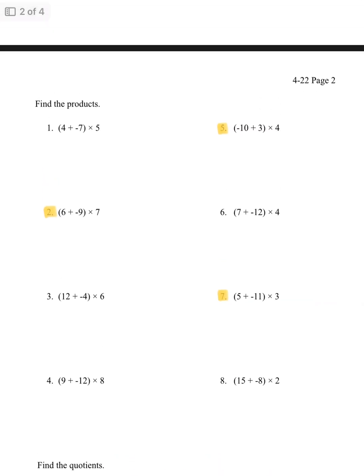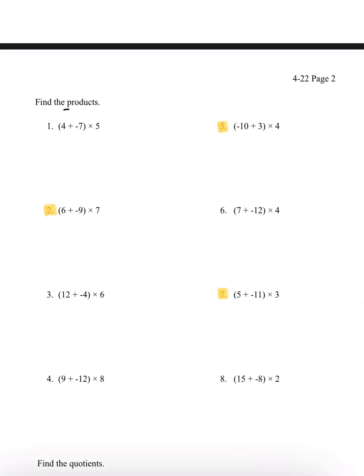Moving on to page 2, it says, find the products. And the product is the answer to a multiplication problem. I'll be going over number 2, 5, and 7. Number 2, so this is going to be an order of operations, which is PEMDAS. So this is the order you have to solve it in. P is for parentheses, which we could see right here. E is for exponents, which we don't have.